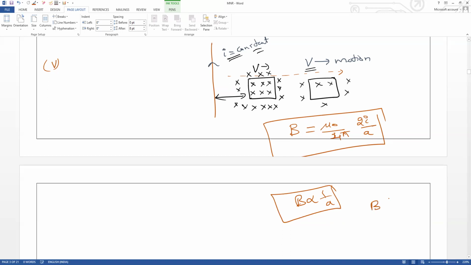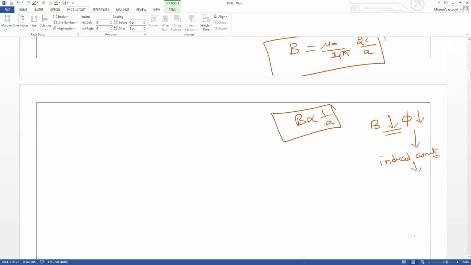So B is going to what? B is going to decrease. B decreases, then automatically the magnetic flux also decreases. What is going to happen? Induced current is going to take place. Now, induced current takes place. B decreases, so after induced current, is B going to increase or decrease? B is going to increase.